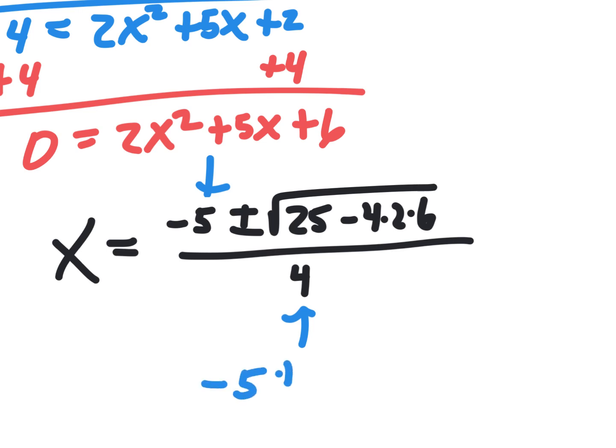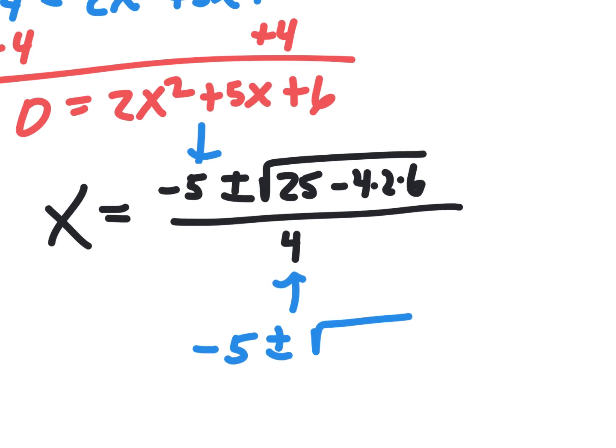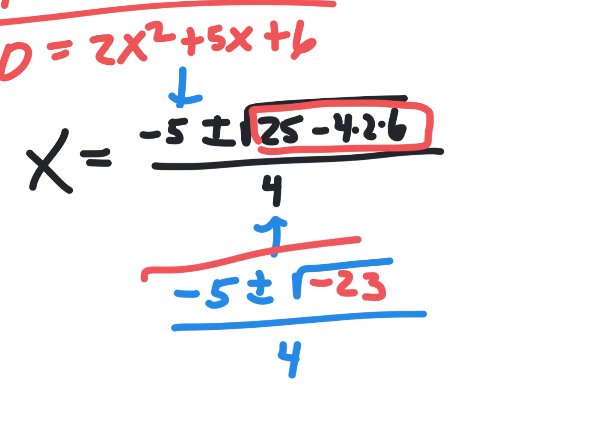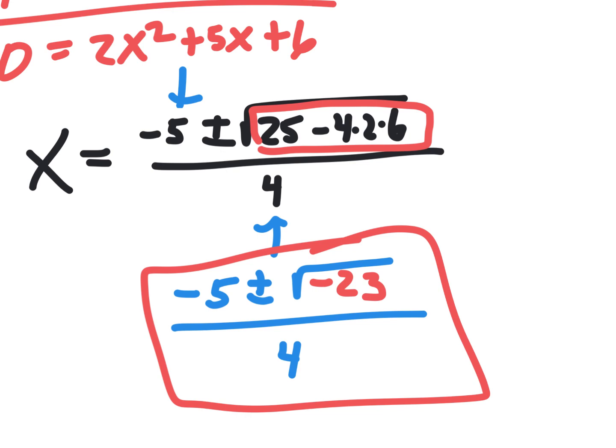Negative 5 plus or minus the square root of, help me, what's underneath the square root? You'll have a calculator, so what'd you get? Nobody's done this yet? Use your calculator, do it. It's 25 minus 48. What's 25 minus 48? Negative 23. That's weird. But that is your final answer.